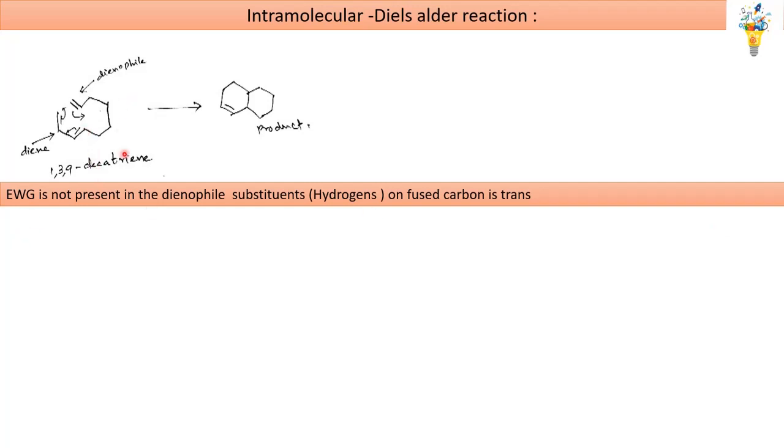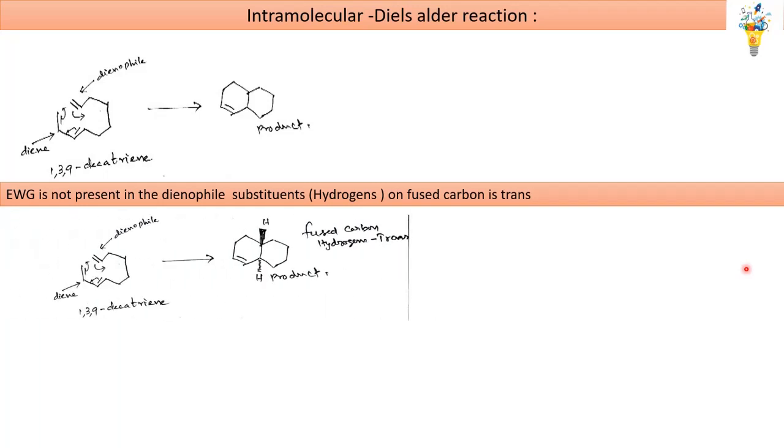When an electron withdrawing group is not present in the dienophile, the dienophile does not contain any substituent groups here. So what is the stereochemistry of the adduct? Here, in the cyclic ring, this is a fused carbon. The dienophile does not contain any group, so in the adduct, the hydrogens on the fused carbons are in the trans position. When the dienophile contains a group, there may be a change in the stereochemistry.